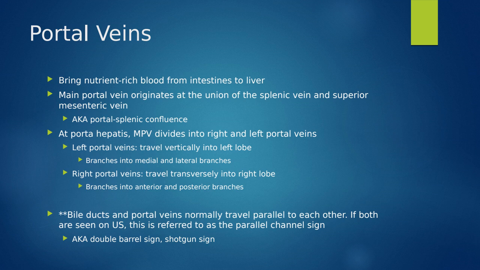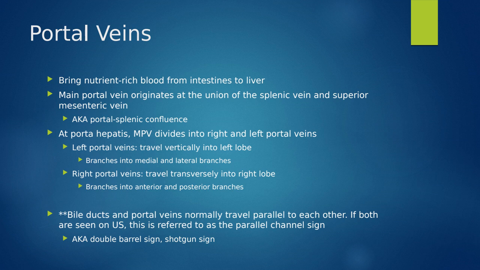At the porta hepatis, that main portal vein is going to divide into right and left portal veins, respectively going to the right and left lobes. The left portal vein is going to travel vertically into the left lobe, and then the right portal vein is going to travel transversely into that right lobe. And then from there, the right and left portal veins branch even further, but we don't have to get too involved in that process. Like we said previously, hepatic arteries, portal veins, and bile ducts all tend to travel together.